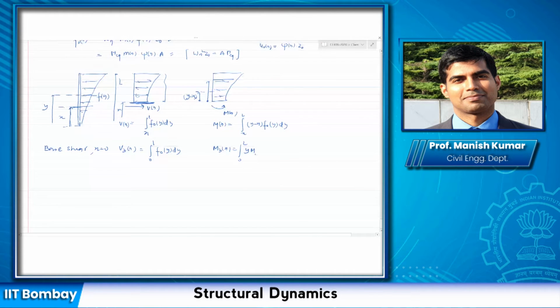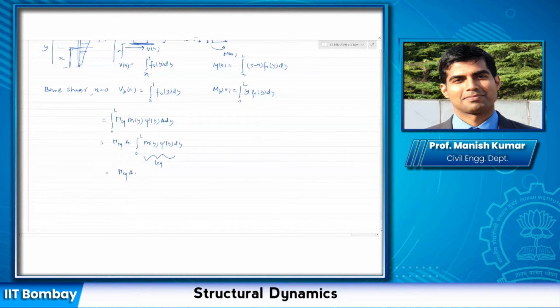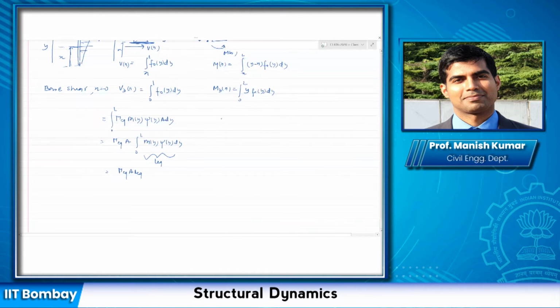Okay, now what is this term here? This term here is nothing but L equivalent, if you remember. So this would be gamma equivalent times A times L equivalent. Similarly, I can substitute the same thing and find out here x as 0 to L y dy. Okay, and then I can write this as equivalent A L y m of y phi of y dy.